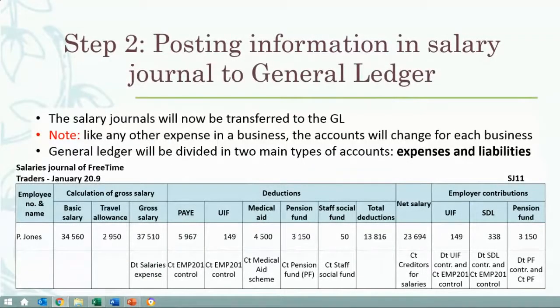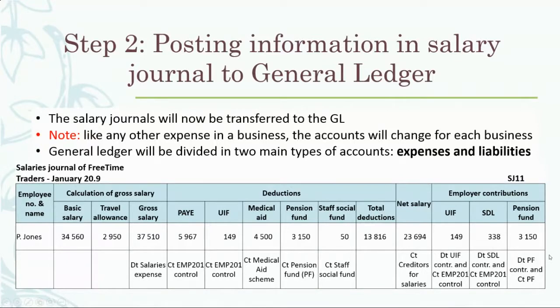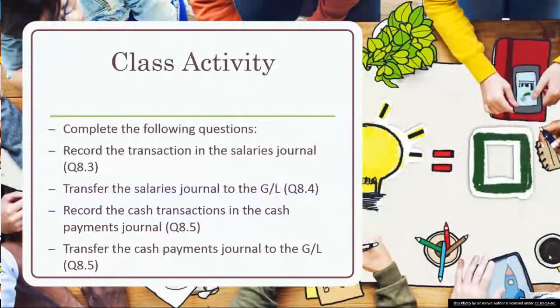Okay, welcome back, guys. So let's continue. We've discussed the salary journal, basically what it's supposed to look like, as well as how you would account for those various columns and transfer it to your general ledger. So what we're going to do now is multiple questions. We're going to do question 8.3, where we first have to record the salary journal. The information recorded in question 8.3 will help you complete that journal.